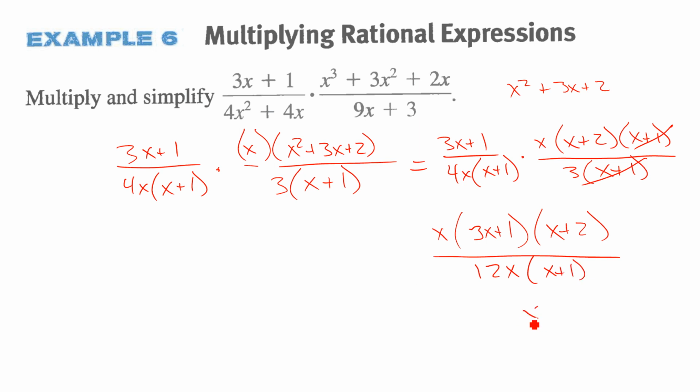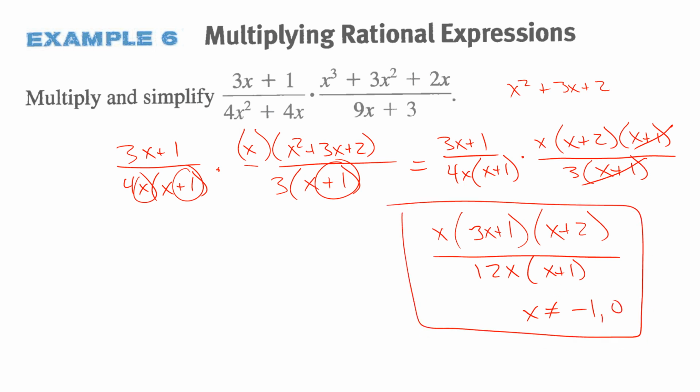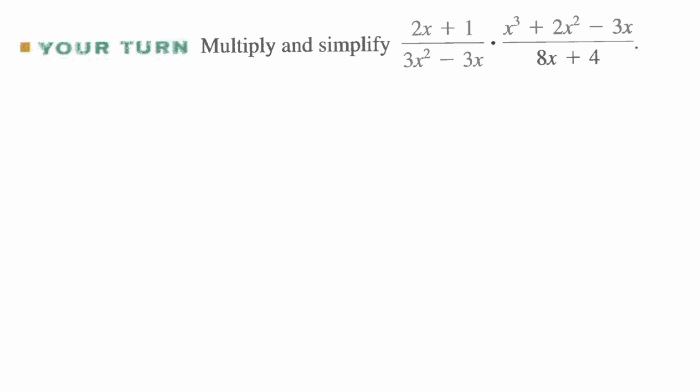X cannot equal -1 from both of these. Don't forget about this one here. X can also not equal 0. Give it a shot. Factor first, then cancel. X plus 3 over 12. X cannot be 0, 1, or -1/2.